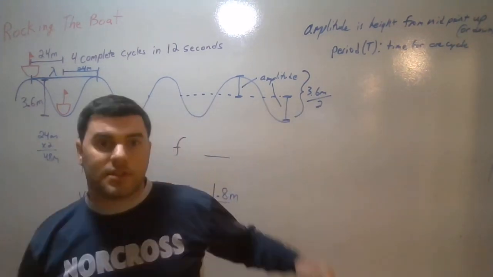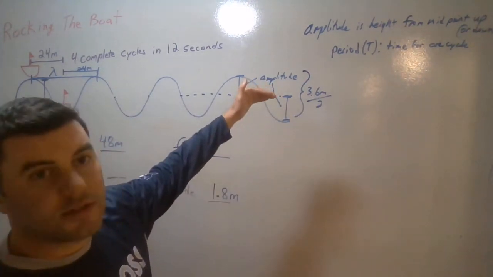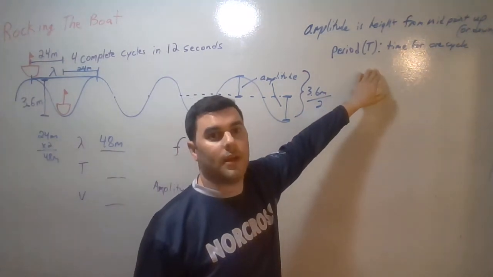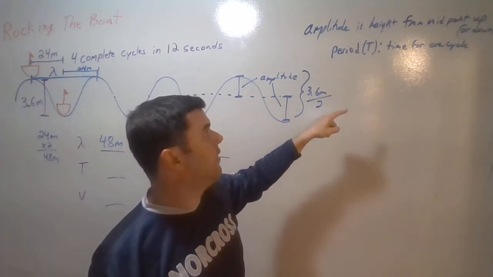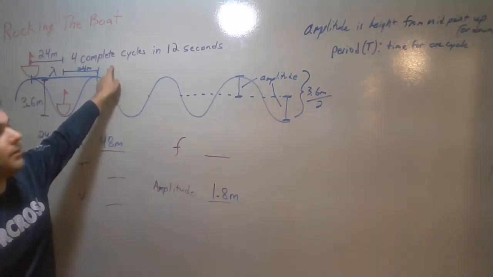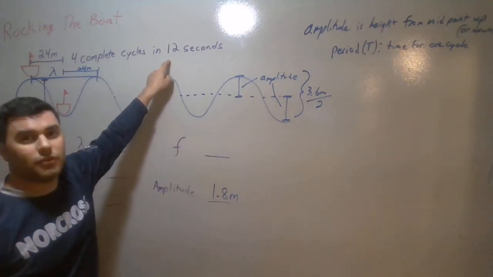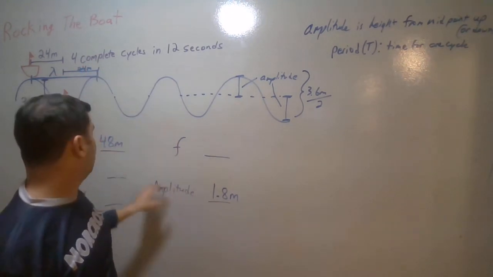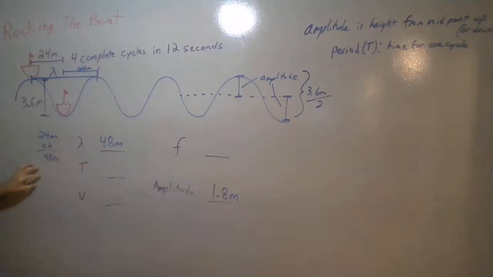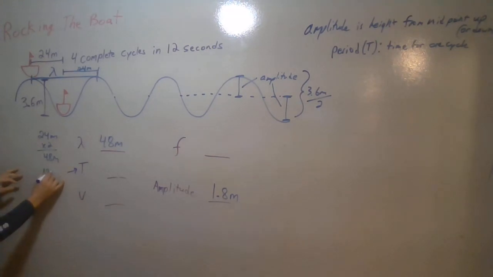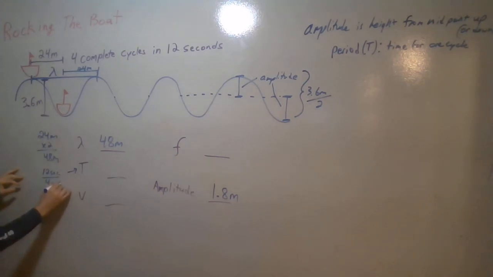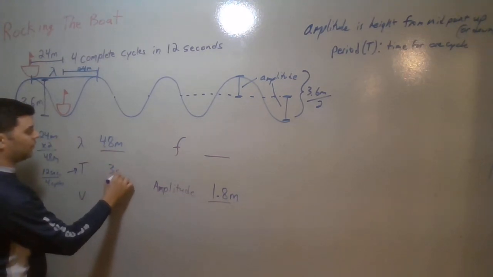What that says is just that the period, capital T, is the period, the symbol for period, time for one cycle. The time for one cycle is going to be figured out by how many complete cycles and how many seconds. For us, it's 12 seconds for 4 complete cycles. So period, I'm going to figure it out over here. Hopefully that'll still be on screen. Yeah. So period, 12 seconds, 4 cycles. 12 divided by 4, you get a period of 3 seconds.